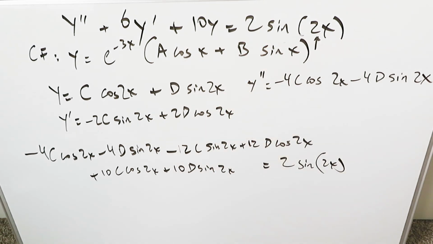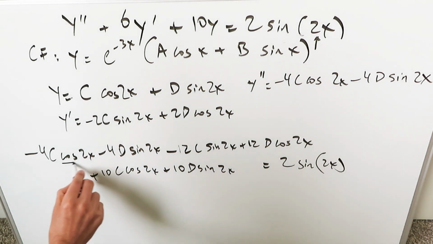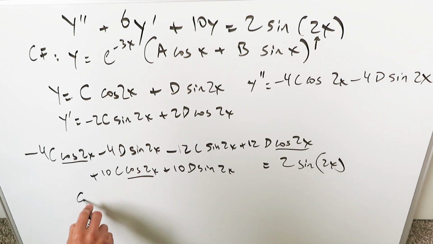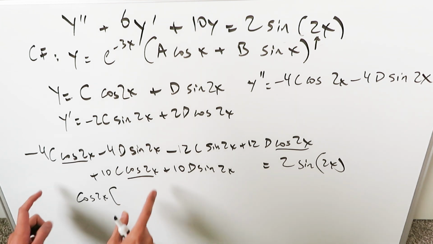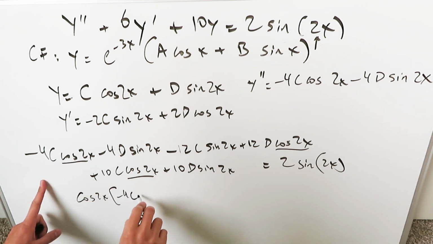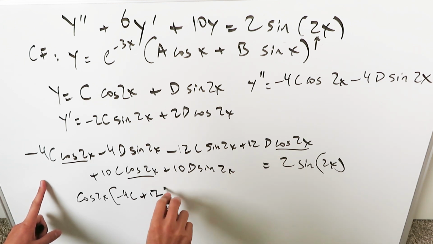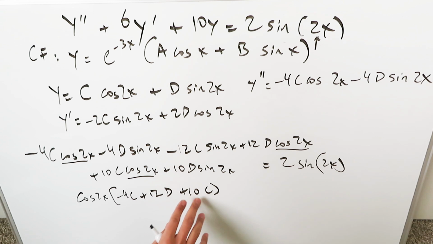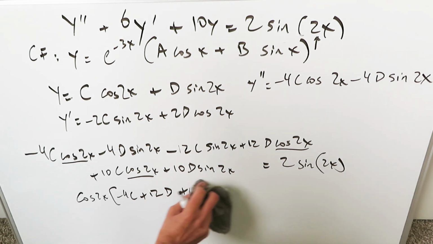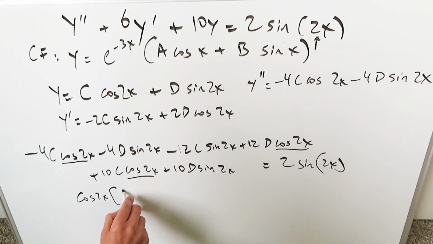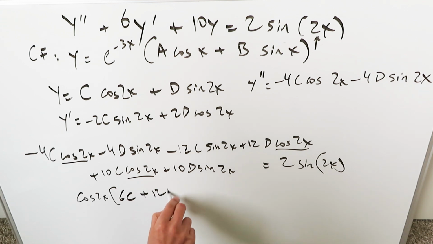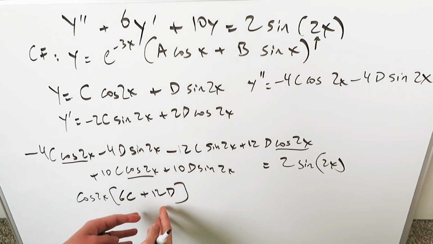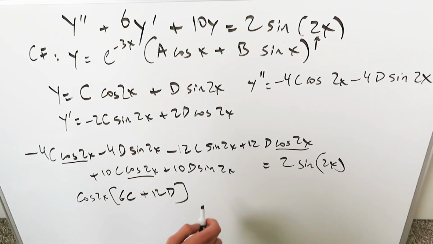Now look over here how I'll isolate everything. I'm looking at all my cosine 2x components. That's what I have right here. When I look at these cosine 2x components, I can isolate them out, and I have here a minus 4c, I have a plus 12d, then I have a plus 10c. When I clean this out, I have a minus 4 plus 10, which is a 6c plus 12d. I've isolated the cosine 2x components, and I brought out their constants, their coefficients.